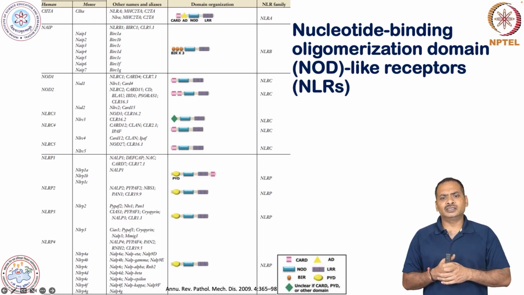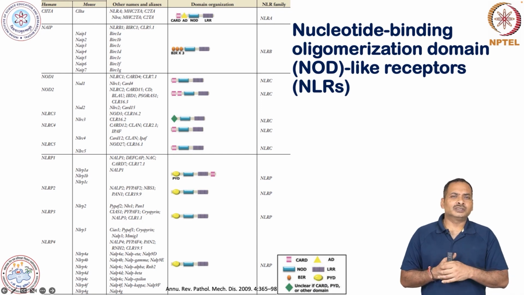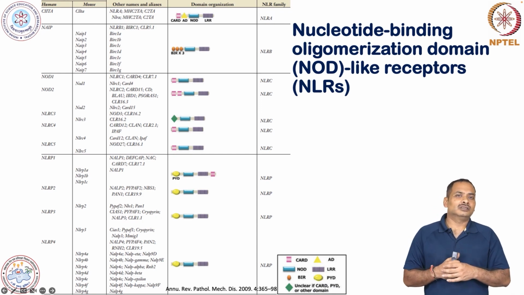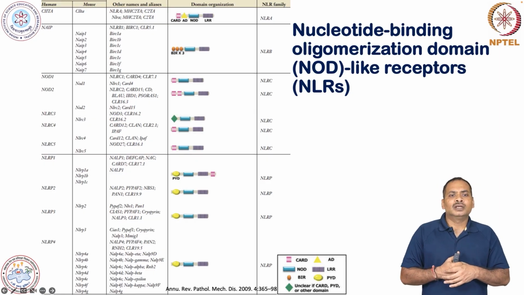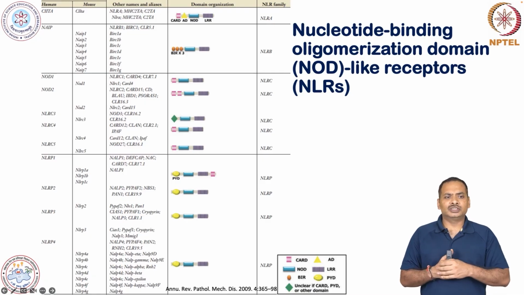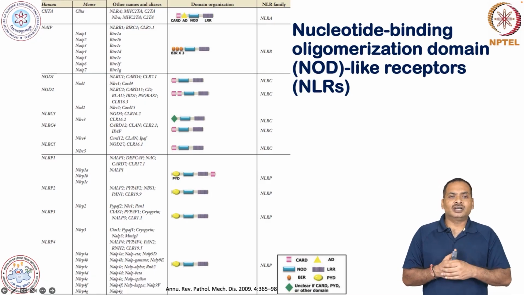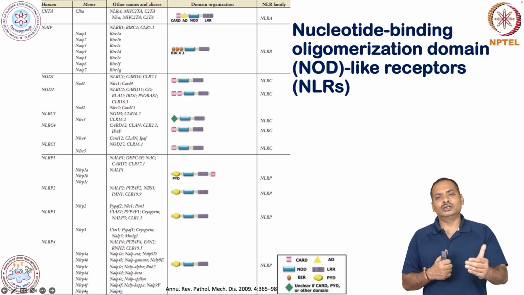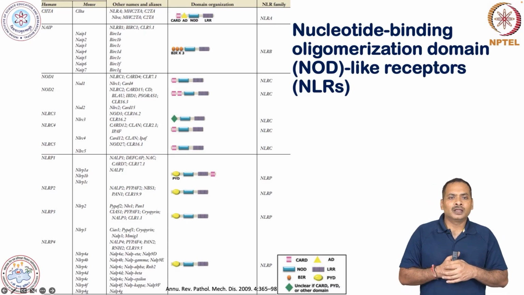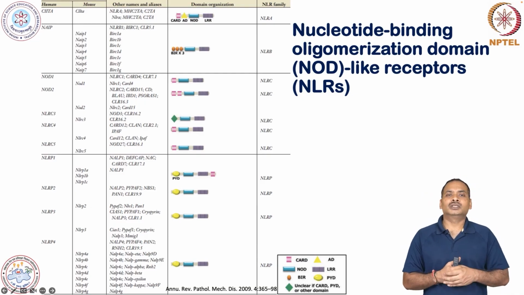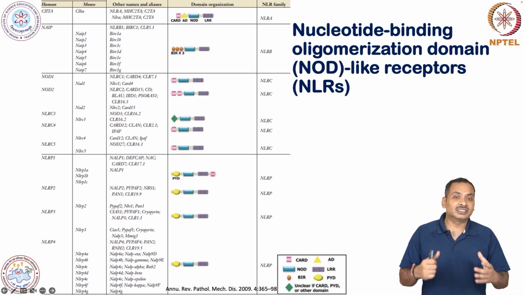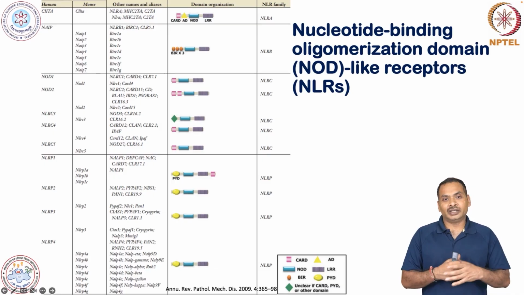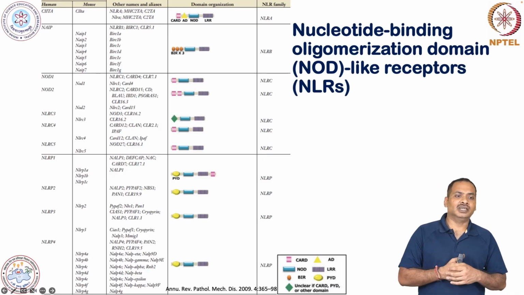NLRC3, if you see, has one domain which people are not clear about. This is either a CARD domain or a pyrin domain, and it has a NOD domain and leucine rich repeat domain. Similarly, in the case of NLRC4 and 5, there is a CARD domain, NOD domain and leucine rich repeat domain. Just a note: there are so many members, but not all are well characterized, while a few are extensively characterized. I will tell you in upcoming slides.